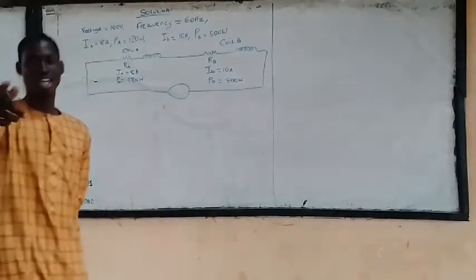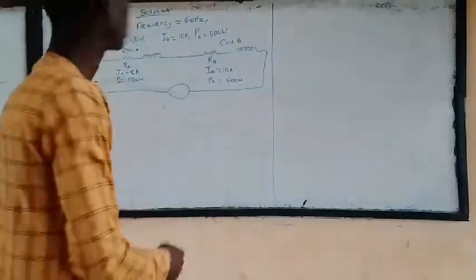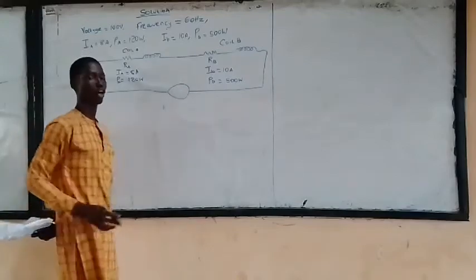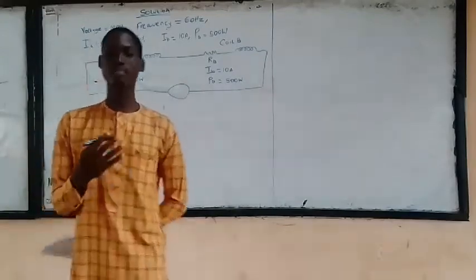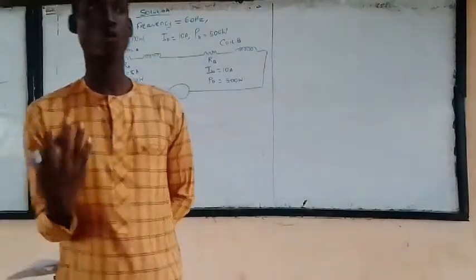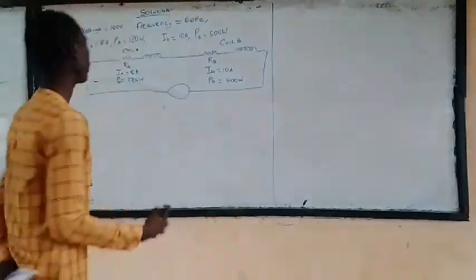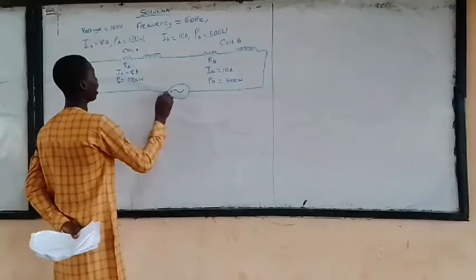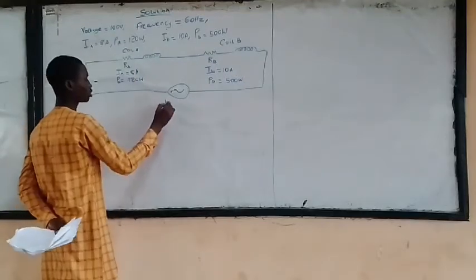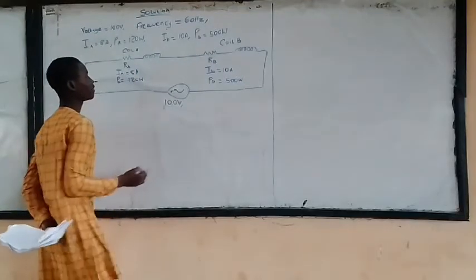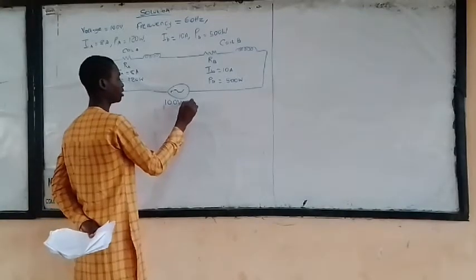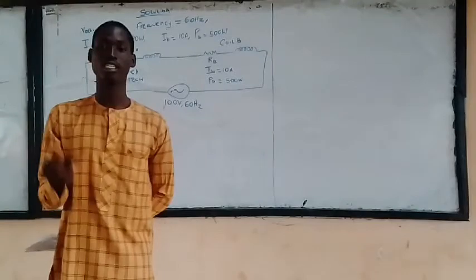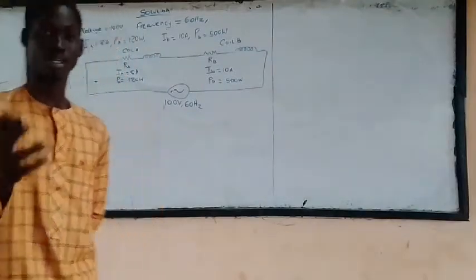Okay, let's look at this. Here is the source. The source is what gives it power, what makes it work. It's being supplied with 100 volts at a constant frequency of 60 hertz. So, no matter what current comes in or goes out, the frequency remains the same. Are you there with me?